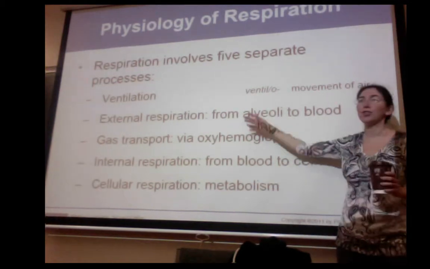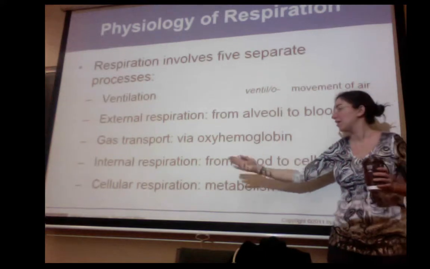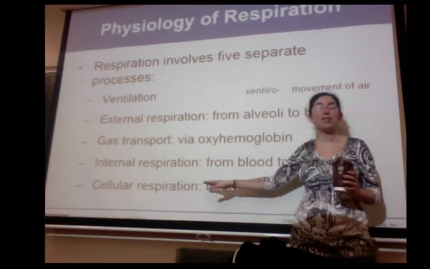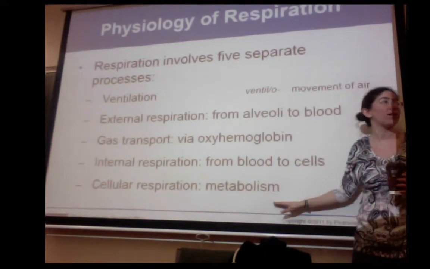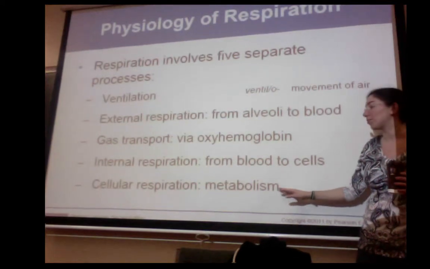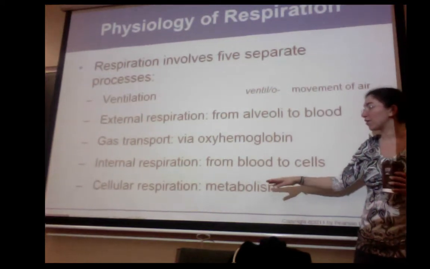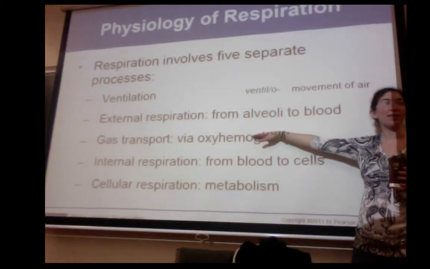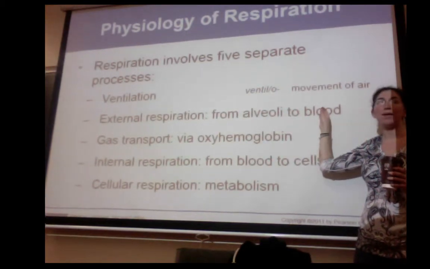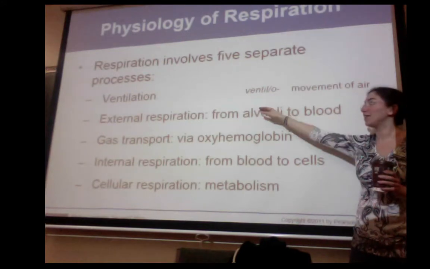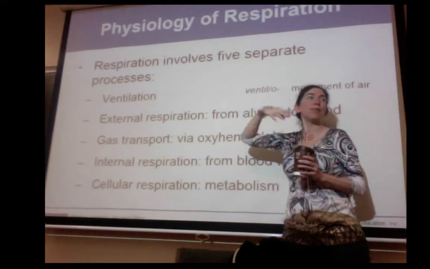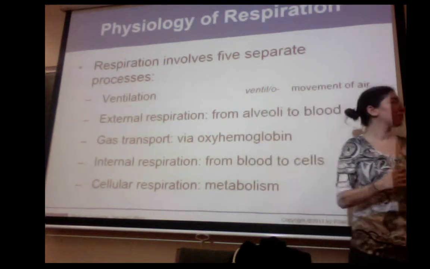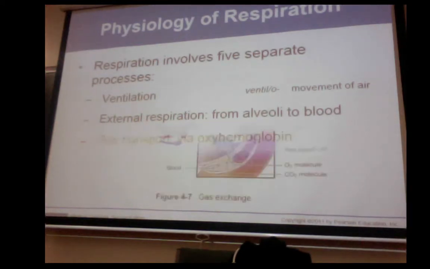So the reverse is true for getting rid of carbon dioxide. Carbon dioxide is produced by cellular respiration. Metabolizing oxygen causes the production of carbon dioxide, so it goes from the cells into the blood. Then it goes from the blood, gets carried to the lungs, where it's traded from the blood into the alveoli, and you ventilate by breathing it out. So it's this circle. Okay?